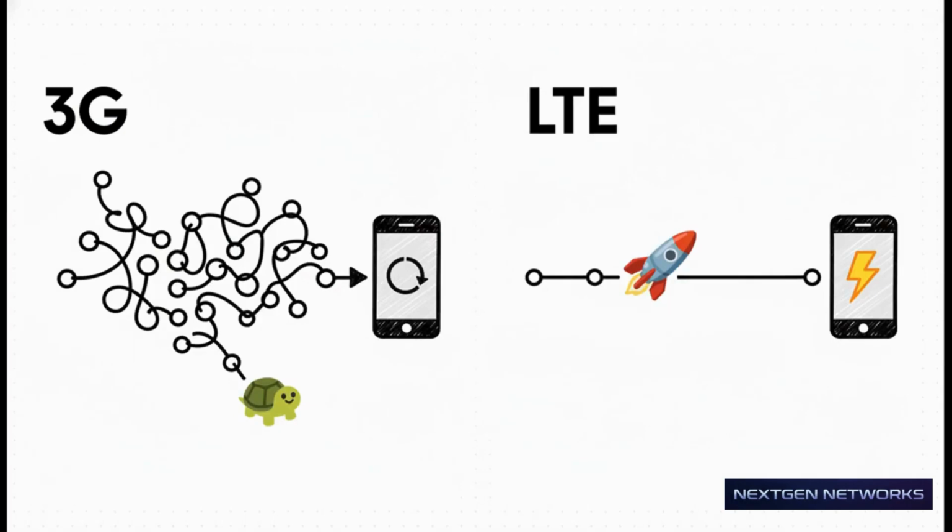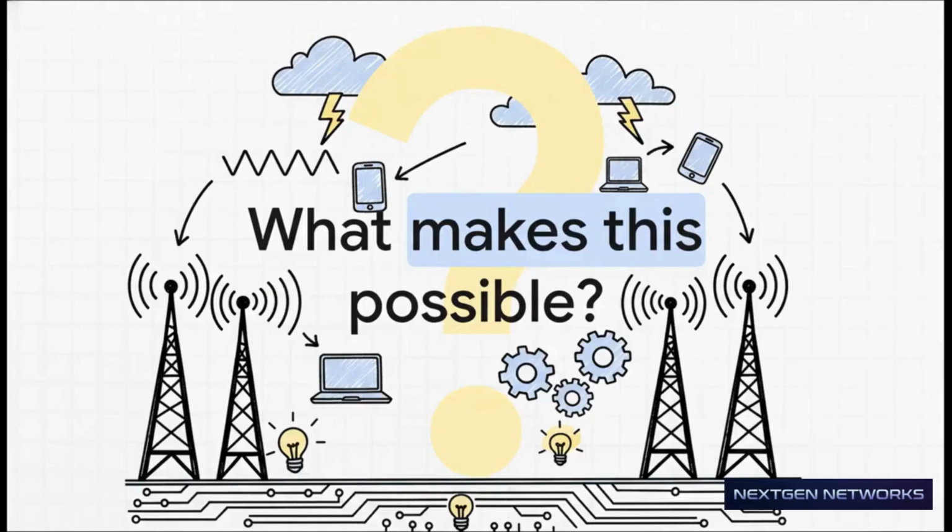Oh man, I think we all remember the 3G days, right? You'd tap on a link, and then you'd just stare at that little spinning wheel of doom. It felt like forever. And then, boom, LTE shows up. Suddenly, videos just load. Web pages just appear. The mobile internet finally became what we always wanted it to be. Fast, seamless, instant. So, what was the secret sauce?